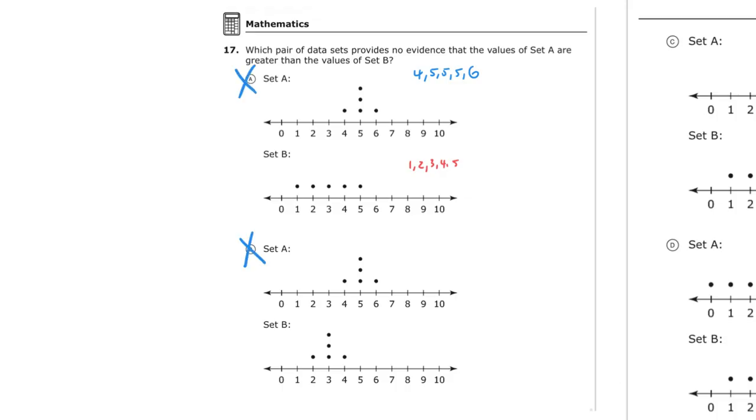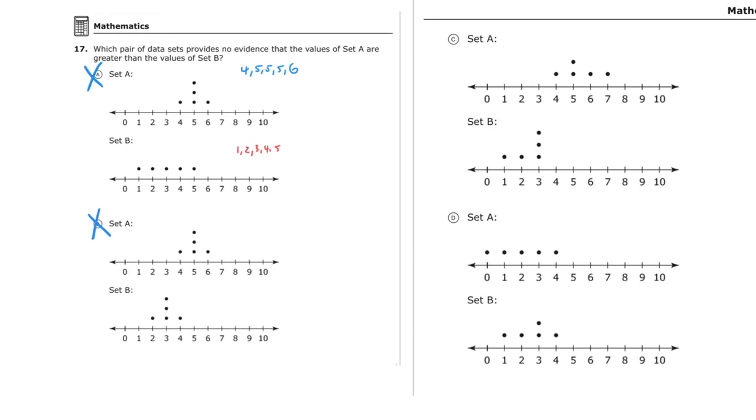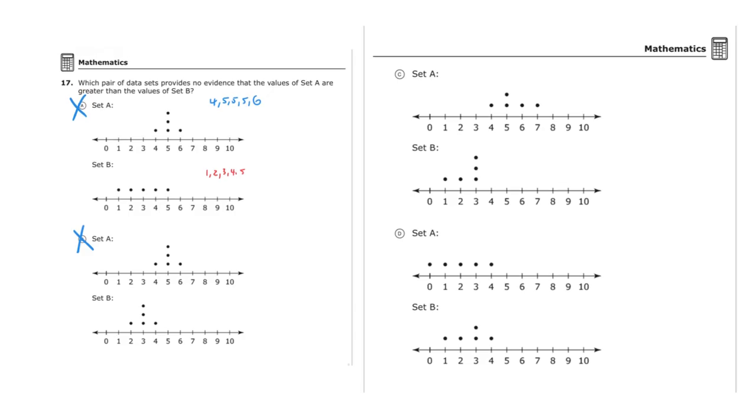Okay, so once again, let's remind ourselves we want to find out which pair of data sets provides no evidence that the values of set A are greater than the values of set B. Well, there's plenty of evidence that the values of set A are indeed greater than the values of set B because there's a six in set A. With regards to answer choice C, we can see clearly that there are values in set A that are greater than the values in set B, and therefore my student watching probably understands that answer choice D is clearly the answer.